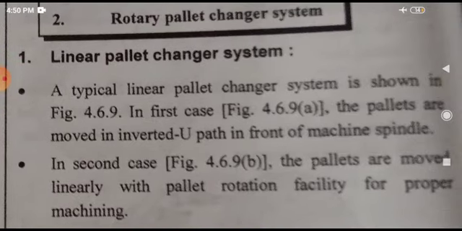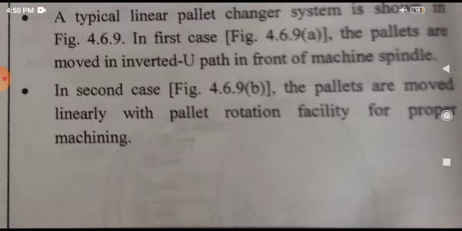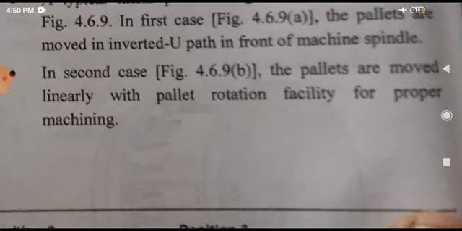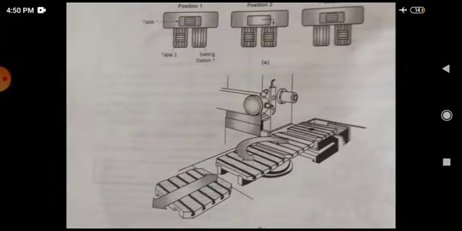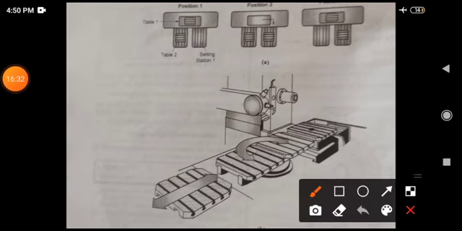In the first case, the pallets are moved in an inverted U path in front of the machine spindle. In the second case, the pallets are moved linearly with the pallet location facility for proper machining. Okay, these are the two types we see here.